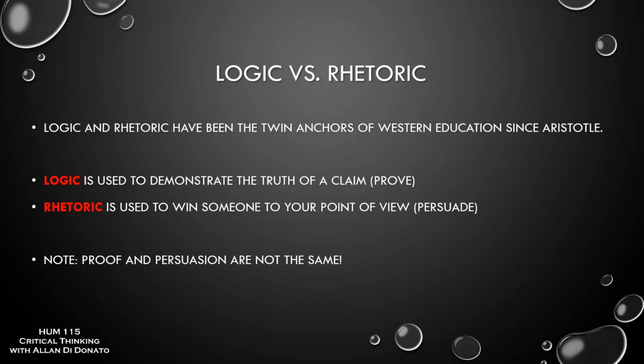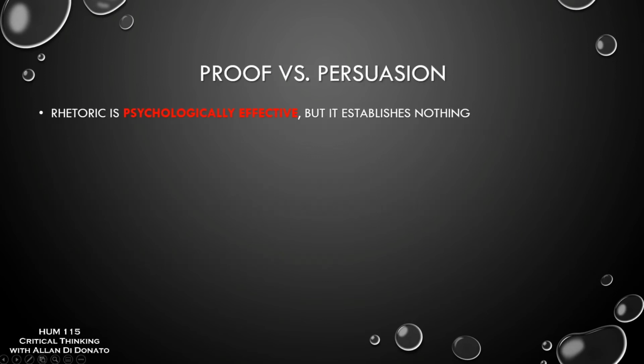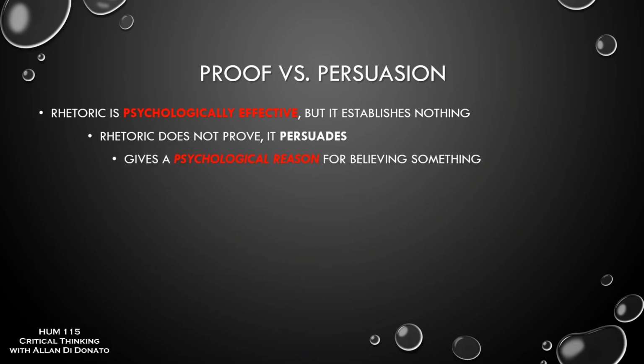Logic is used to demonstrate the truth of a claim in order to prove something, whereas rhetoric, we already said, is used to win somebody to your point of view or persuade them. Remember, proof and persuasion are not the same things. Rhetoric is psychologically effective, but doesn't necessarily establish anything for sure. Rhetoric doesn't prove, it persuades, whereas logic is supposed to give you not psychological reasons, but logical reasons. It's kind of redundant to say that. So rhetoric gives psychological reasons. When I use the word reason there, I'm using it sort of loosely.